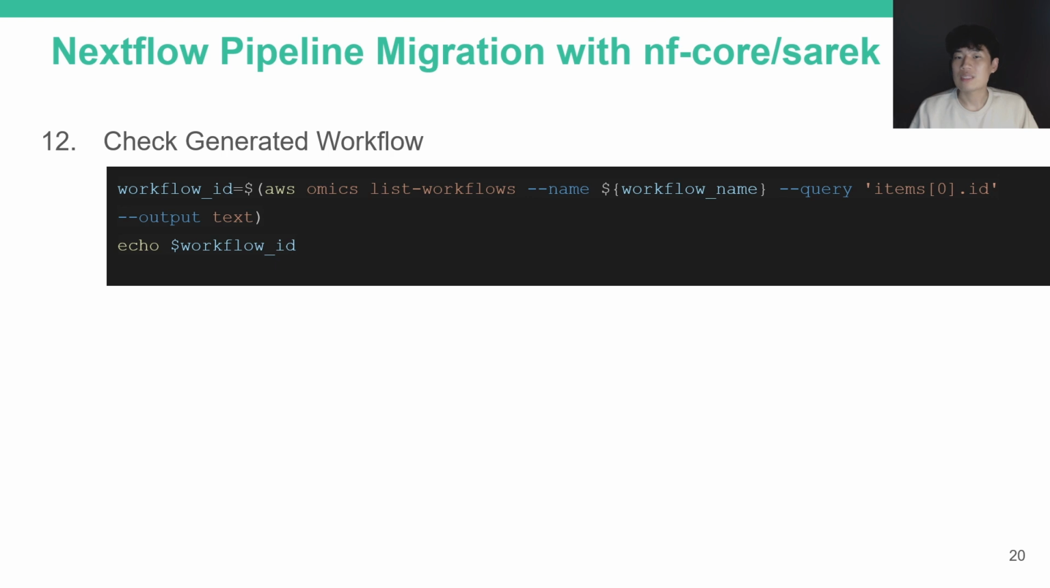Each workflow gets its own ID. This means if you create a workflow with the same Sarek zip file two times, there will be two workflows in the HealthOmics service with different workflow IDs. If you use the aws omics list-workflows command, you can see the workflow ID like this.